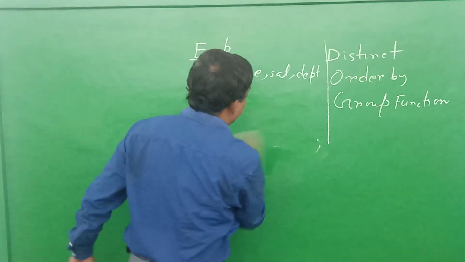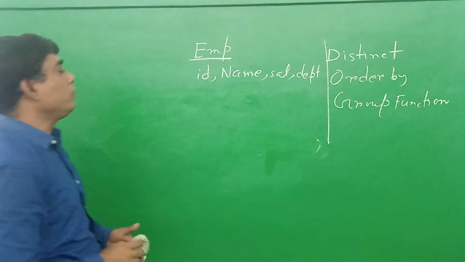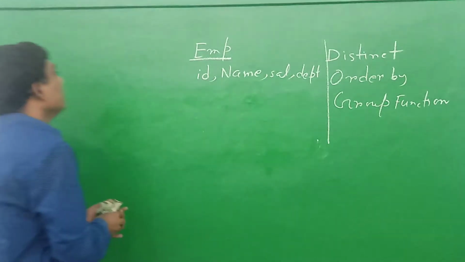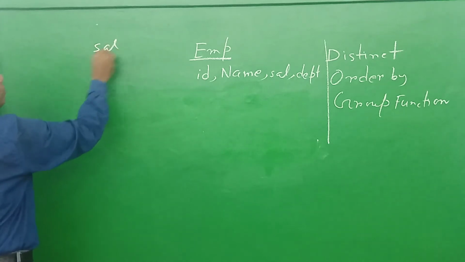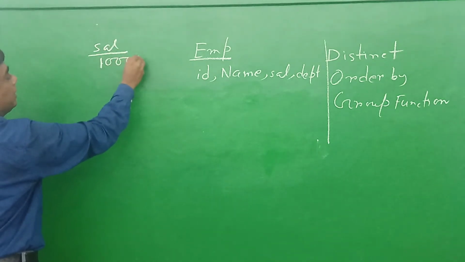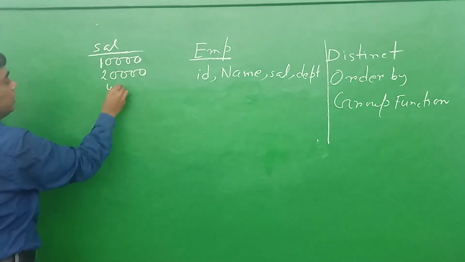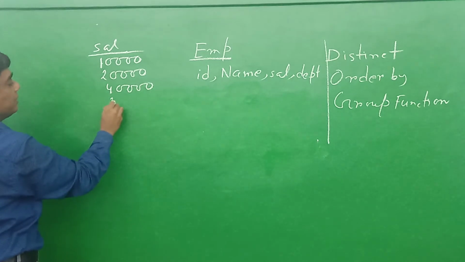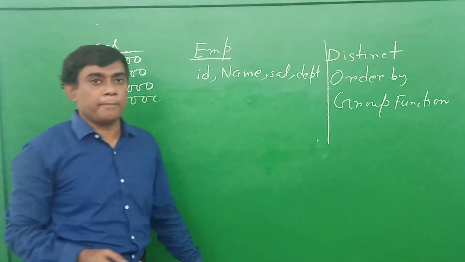Now, group function. There are different types of group function. Suppose in table EMP, there is a column sal. It has 10,000, 20,000, 40,000 and 30,000. There are 4 records.